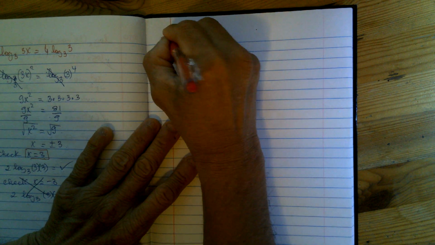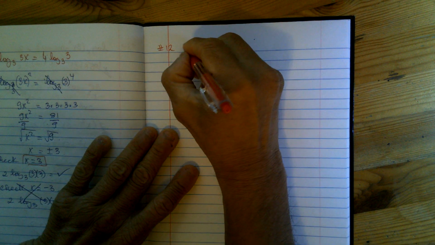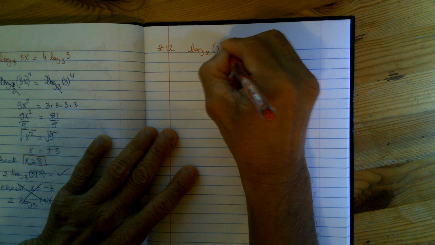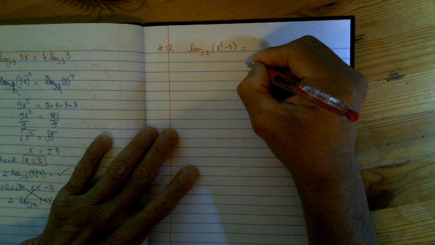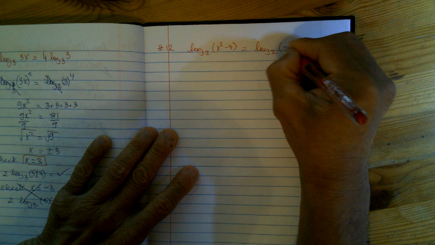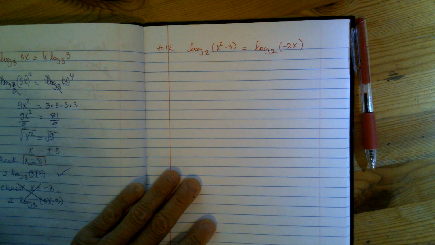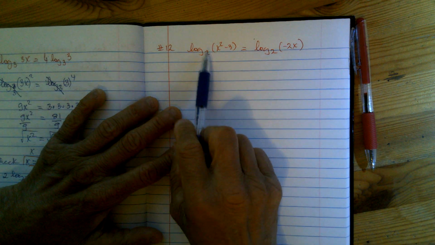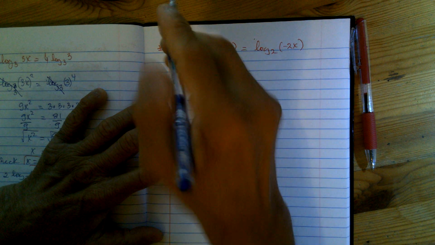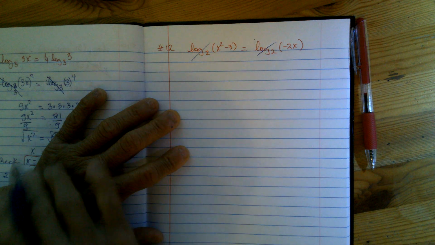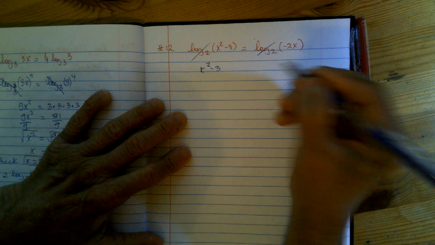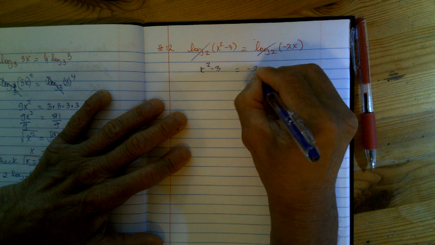Moving on, number 12. Log base 2 of x squared minus 3 equals log base 2 of negative 2x. We look at this: the left and the right both have log and both have the same base. So therefore we can cross log base 2 out. So we end up with x squared minus 3 on the left and negative 2x on the right.